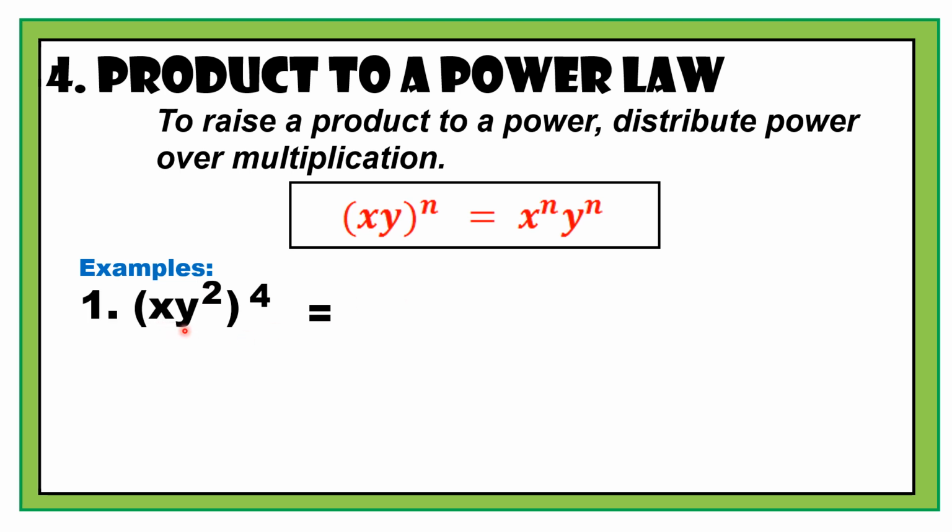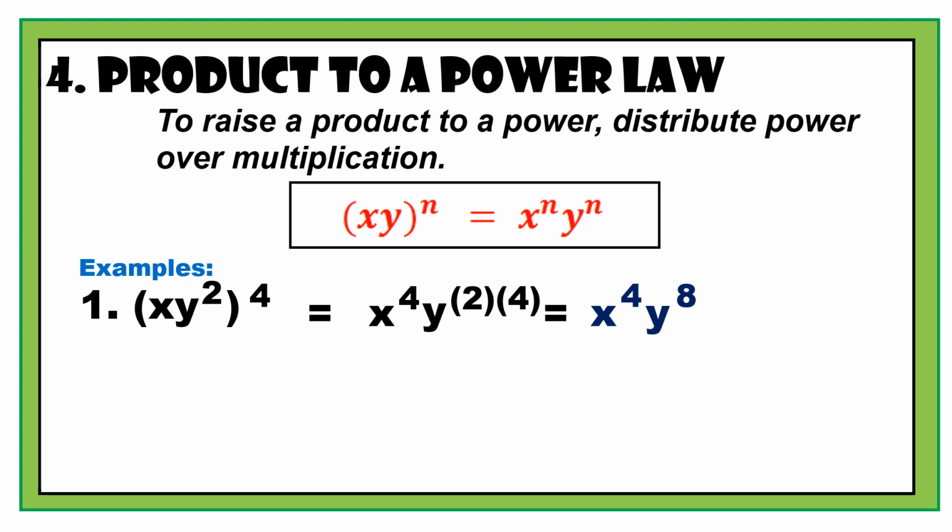quantity x times y squared raised to the 4th power. So, distribute natin yung 4 sa x and y. So, magiging x raised to the 4th power, y raised to 2 times 4. So, the final answer is x raised to the 4th power, y raised to the 8th power.